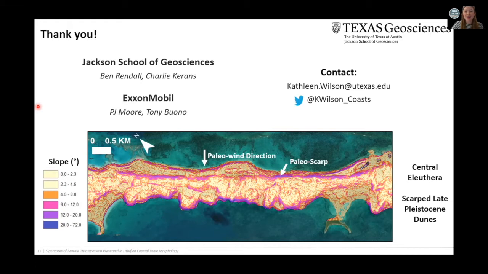Gotcha. And so we have a question here from Catherine Maxwell who says, nice talk, Kat. Maybe I was not able to catch it, but what did you sample to derive the age of the Pleistocene dune? Thanks.